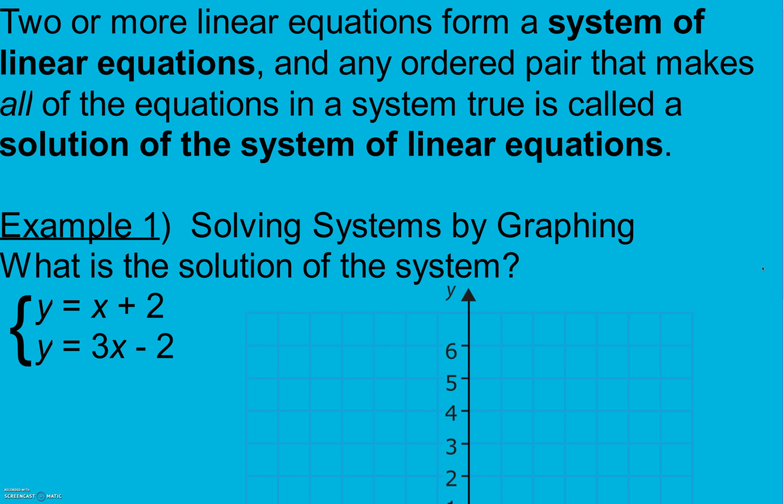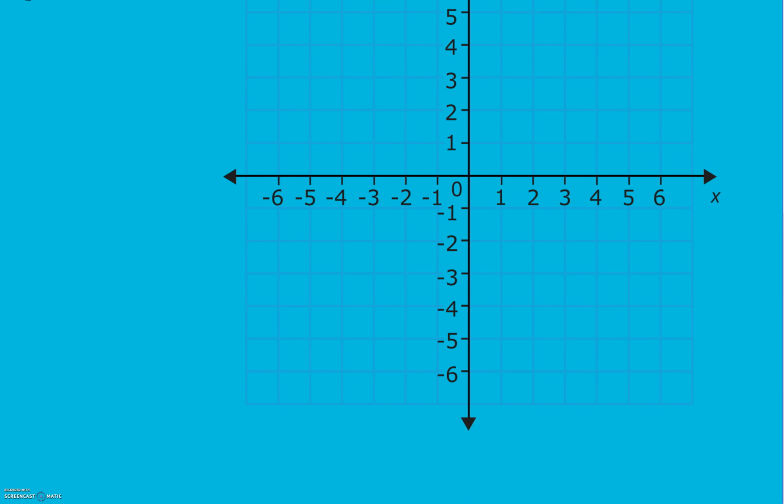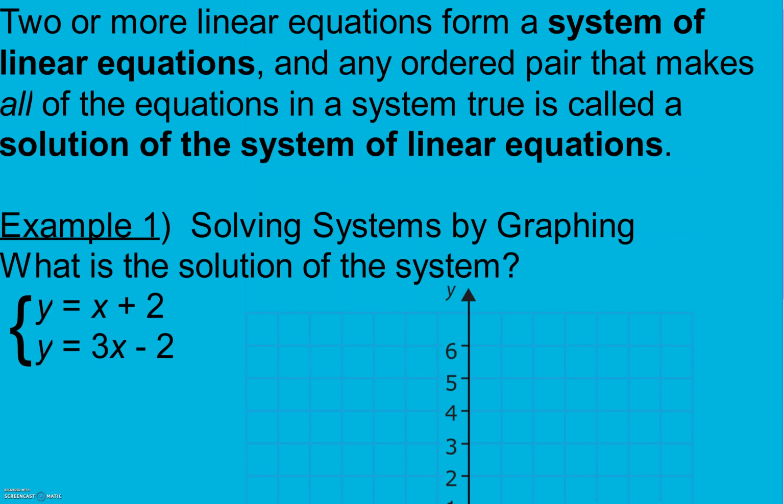So to find the solution of this system, we are going to graph each line and find where they meet. So we're going to graph this line in yellow. I'll do this one in white. Okay, so with our first line, we're going to graph these just like we did last chapter.